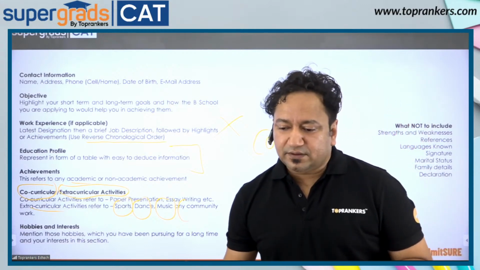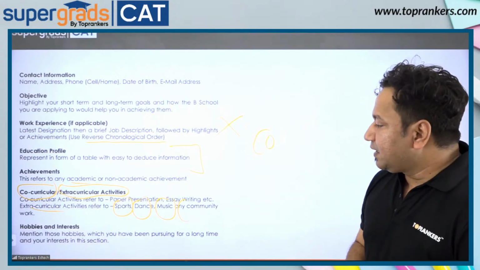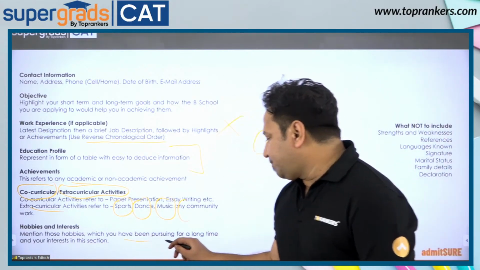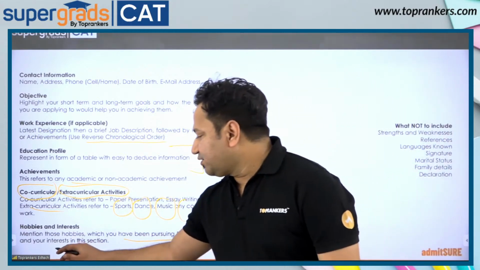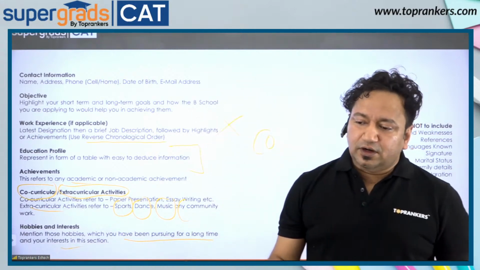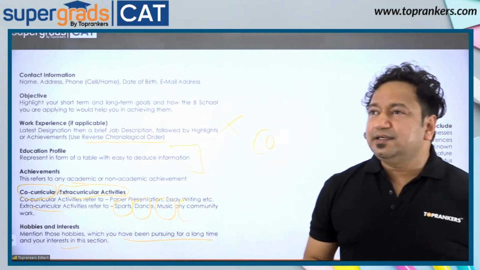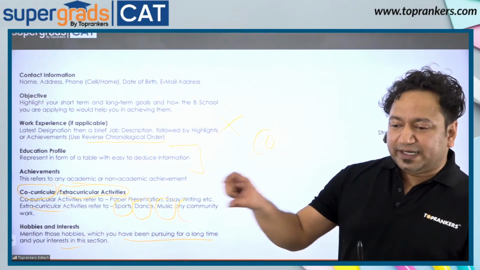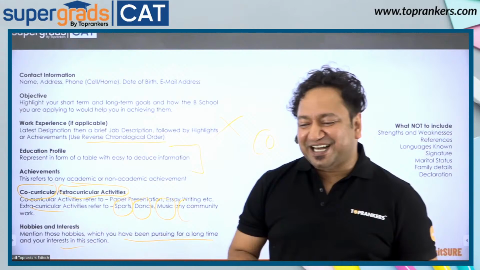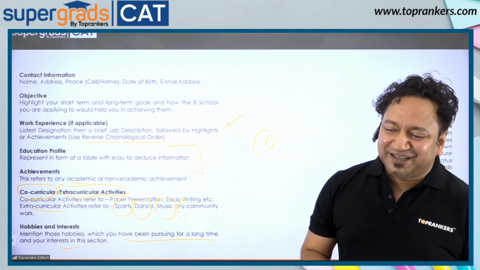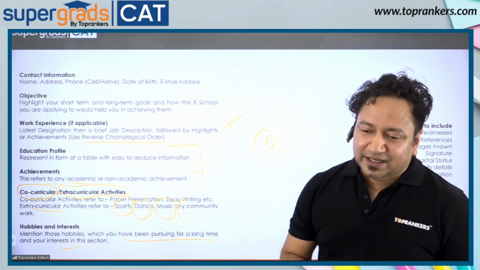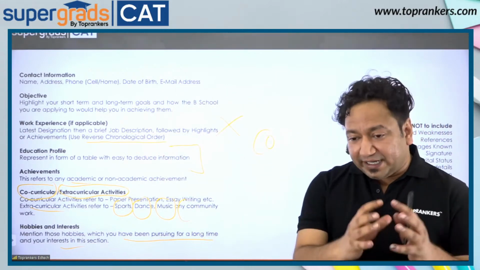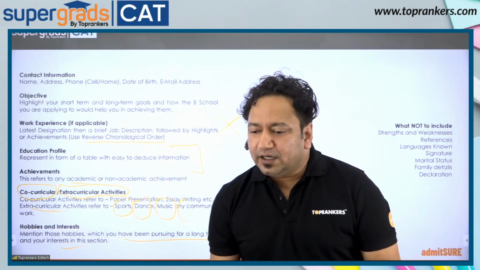That is extracurricular activity. Then comes hobbies and interests. Mention the hobbies which you have been pursuing for a long time and you're interested in this section. Long time. It is not that two days ago I found out that collecting coins is numismatics. How cool that sounds. Okay, so I'm really cool. I collect coins. No, not that. If you've been collecting coins from last 5 years, 6 years, 10 years, and you have a collection of that, so that will be coming under your hobby.